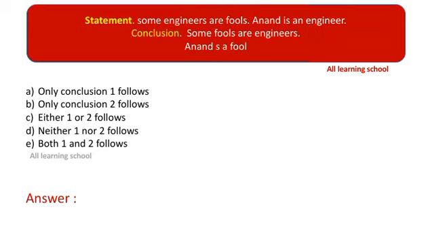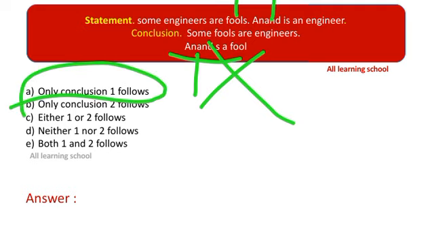Now look at conclusion 2. Anand is a fool. Here Anand is present in the second statement, fool is present in the first statement. As both of these are present in different statements, it will be wrong because it needs merging, and merging is not possible in this question. So for this question, only conclusion 1 will be correct.